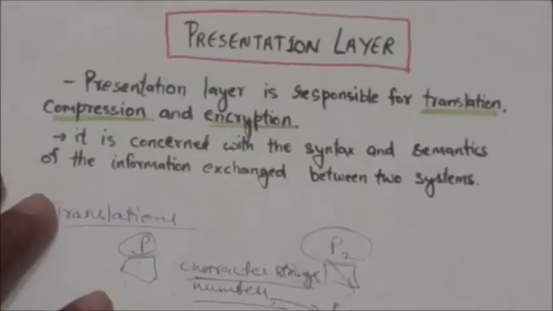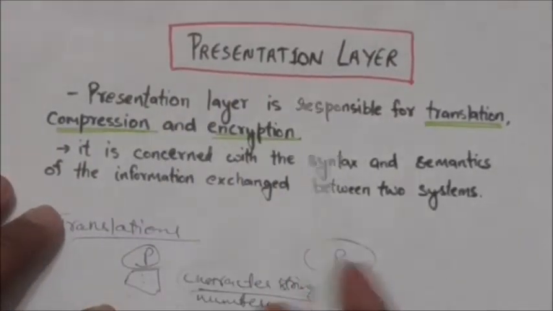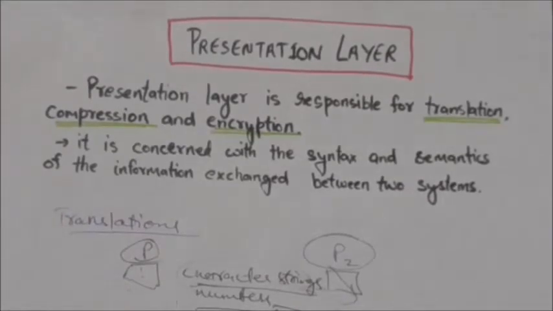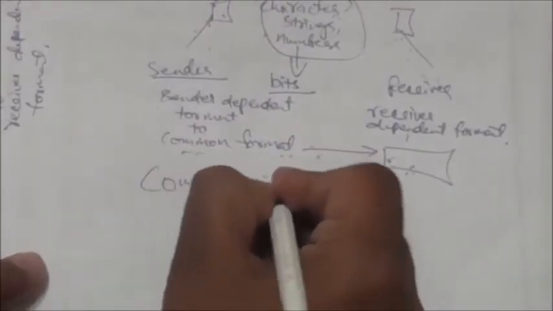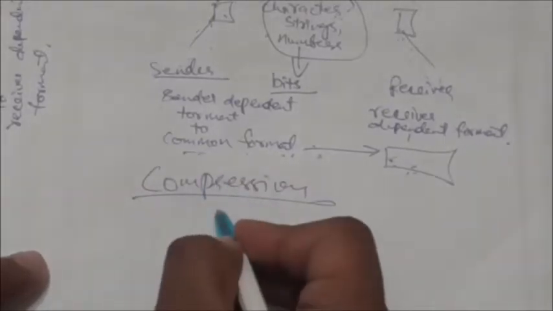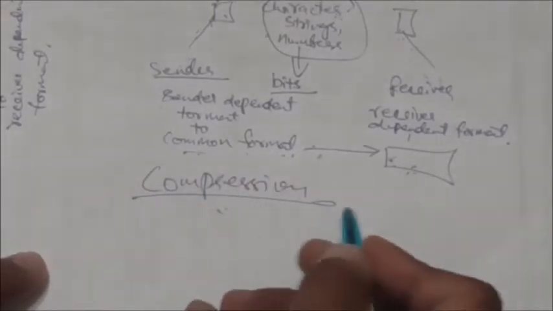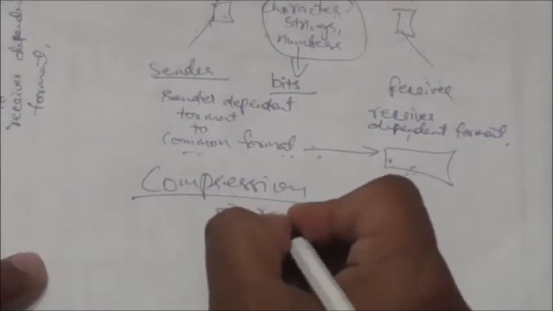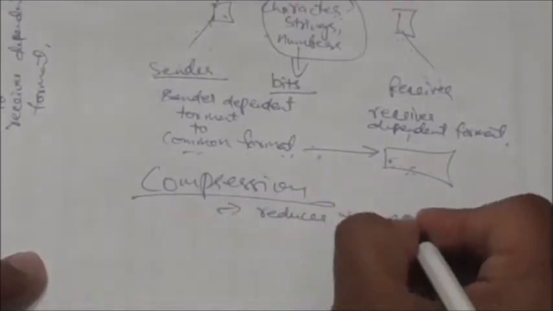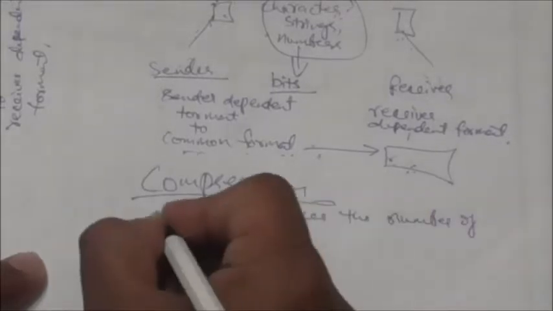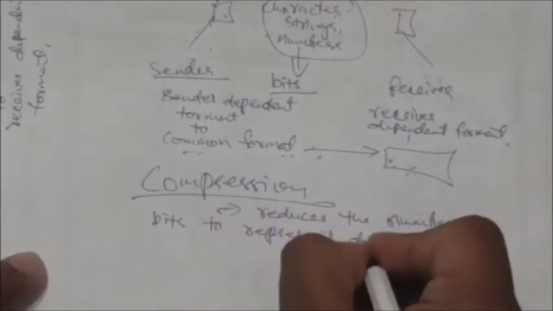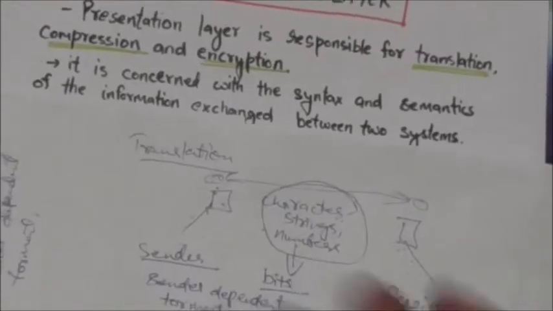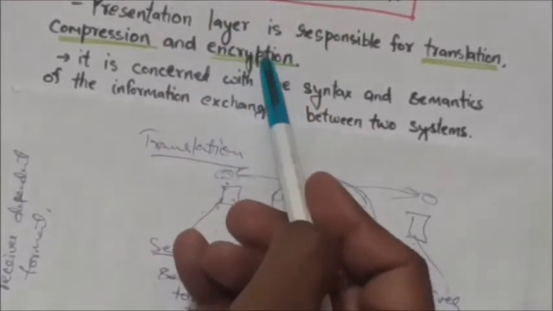Now as I told you, this presentation layer is responsible for compression also. What is compression? Now what happens, data compression reduces the number of bits needed to represent data. Right. Another responsibility of the presentation layer is encryption.